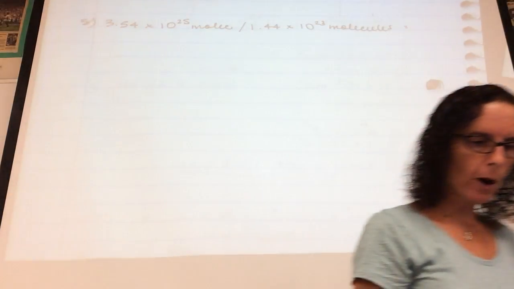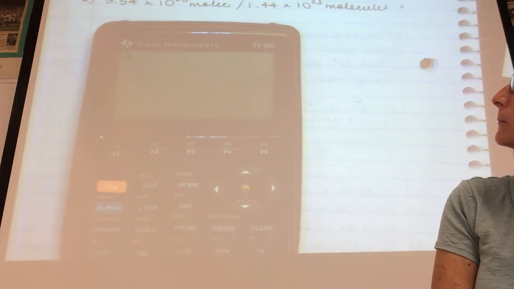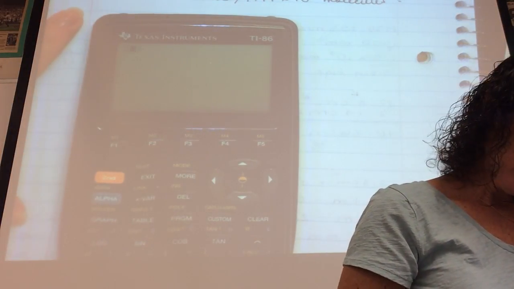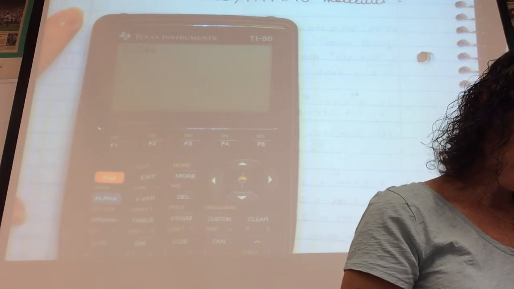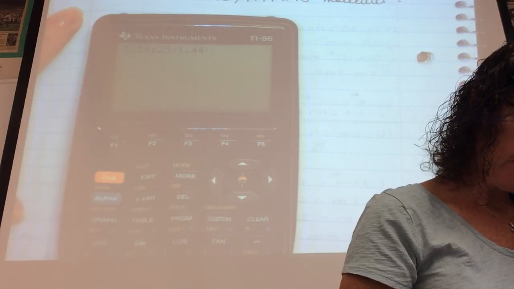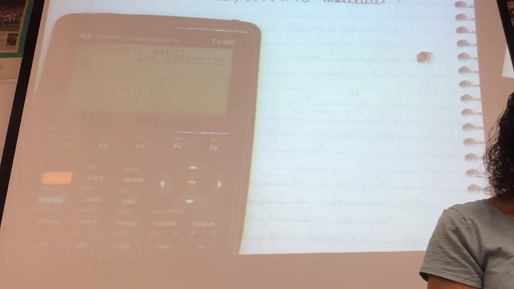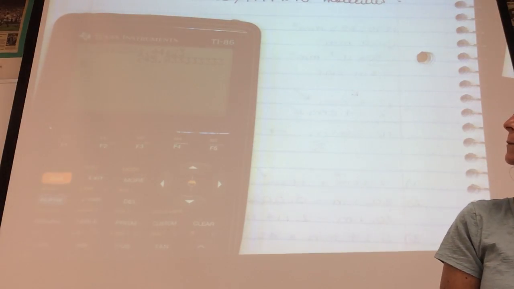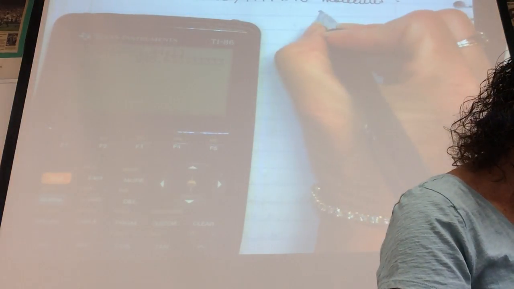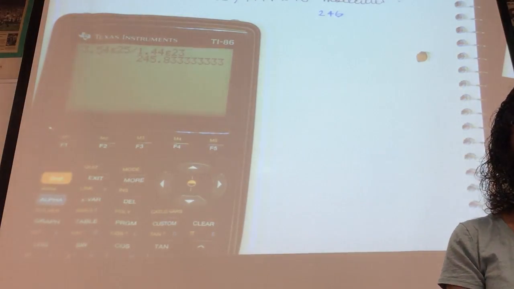In regard to this problem in your calculator, again, be careful here. You're going to punch in 3.54 EE25 divided by 1.44 EE23. And in how many sig figs do you want that answer? 3. So you would have 246. What's your unit?